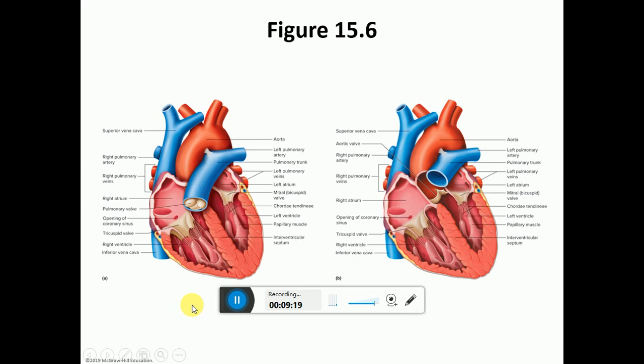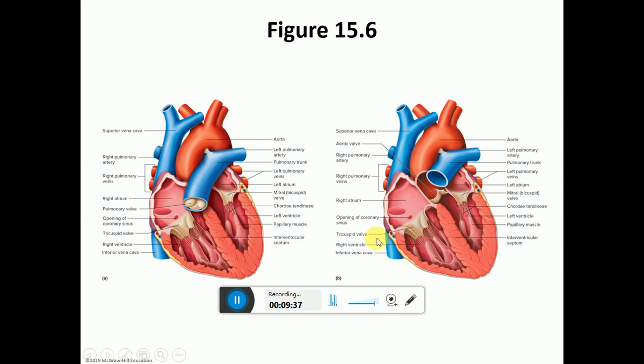Now, as the blood gets pumped from the right ventricle into the pulmonary trunk, there is a valve there, and that is known as the pulmonary valve, so it'll allow the passage of blood from the right ventricle into the pulmonary trunk, but it'll prevent it from going back.